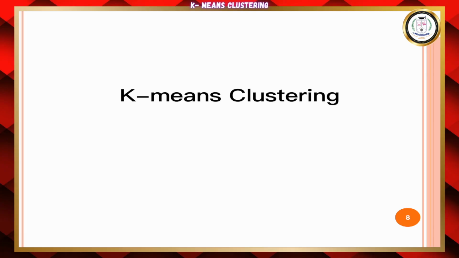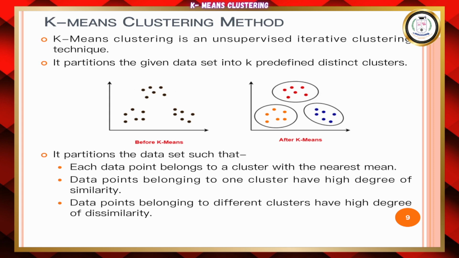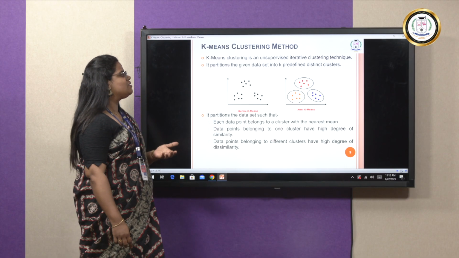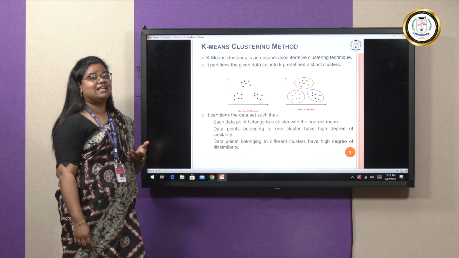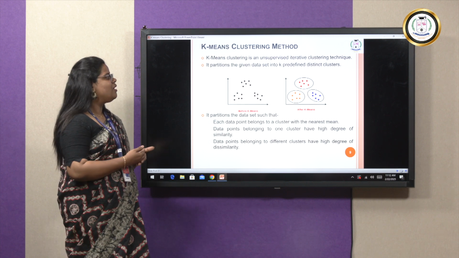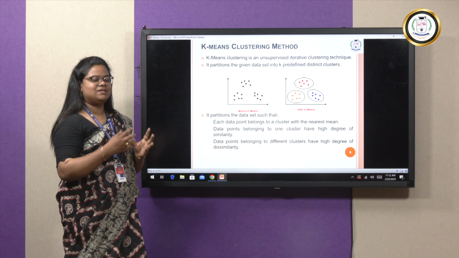K-means clustering, an example we are going to see now. Before that, we can learn what is the algorithm for k-means clustering. K-means as a clustering method is an unsupervised learning algorithm. K-means is also an unsupervised iterative clustering technique because the same process will be repeated again and again to come up with the conclusion of what is the group of the different data items in the data set.